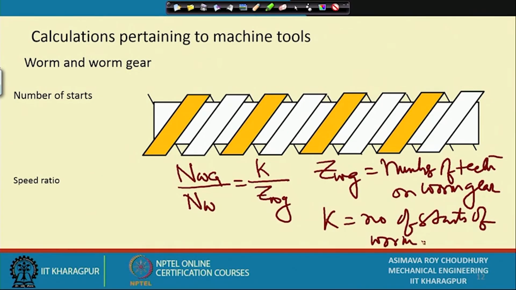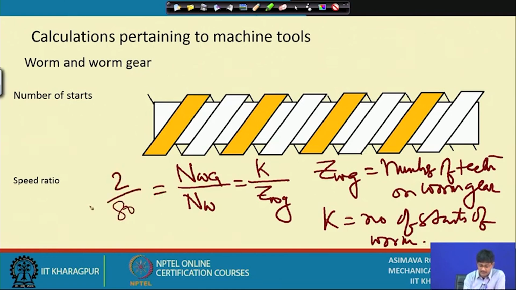So, having understood this, we see that the ratio of these two speeds can really be very small. In what way? Suppose K is equal to 2 and suppose ZWG is equal to 80. So, this will be equal to 2 by 80 equal to 1 by 40. This is the capability of this device, and we will have extensive use of it in our mechanisms.